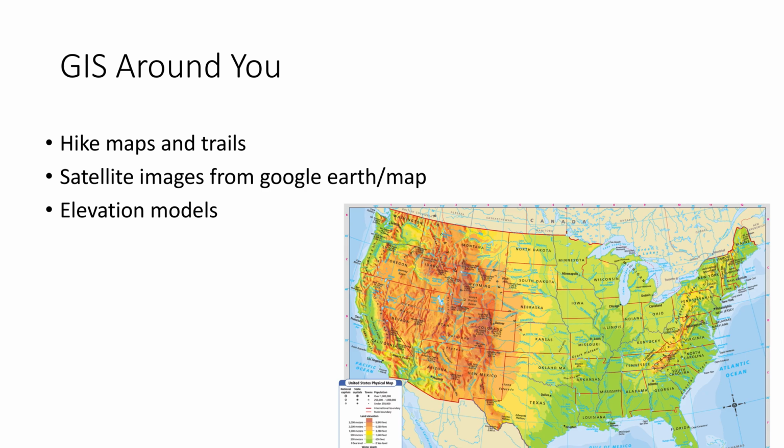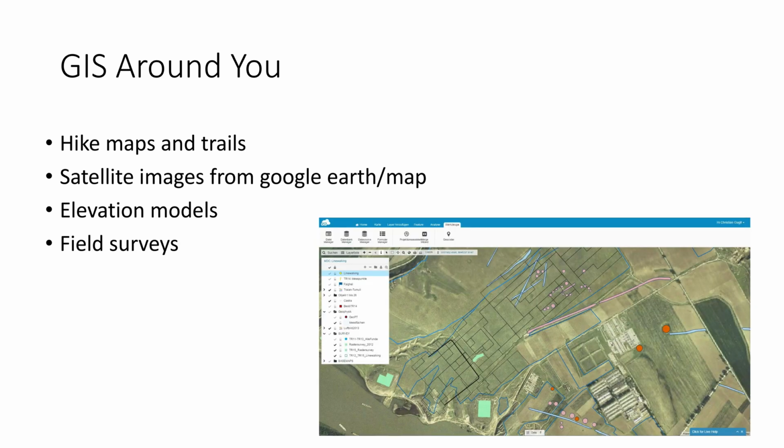There's also elevation models. So if you've ever looked at a topographic map, that is a really, really good example of a GIS product, and it displays elevation GIS data. Also field surveys. If you've ever gone out in the field and collected data, that is a really good example of some GIS data because you're collecting data at a particular location, and the data you're collecting is a particular feature. Thus, you have a GIS product there in itself.